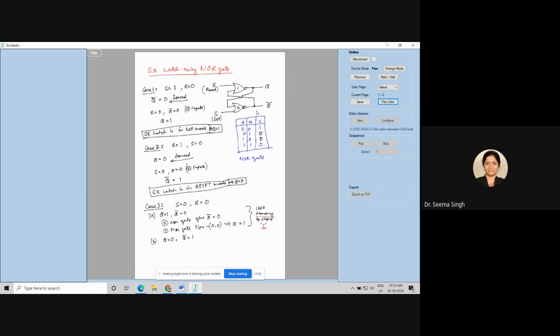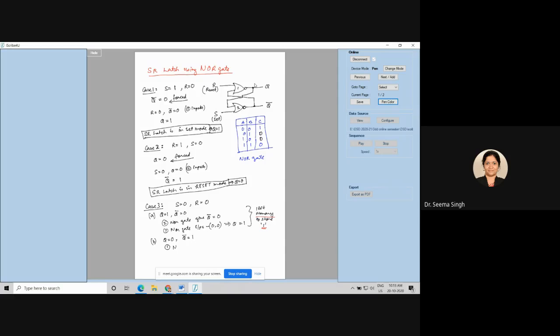Q equal to 0, q bar equal to 1. Which gate working should I see first or second? First one, ma'am. First one we should see, because that is getting a 1 as the input. It is easy to work with the NOR gate when one of the inputs is 1. So I will take the first NOR gate.